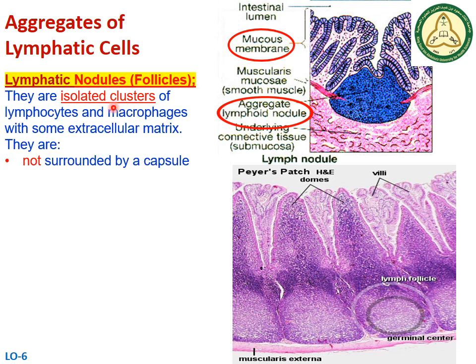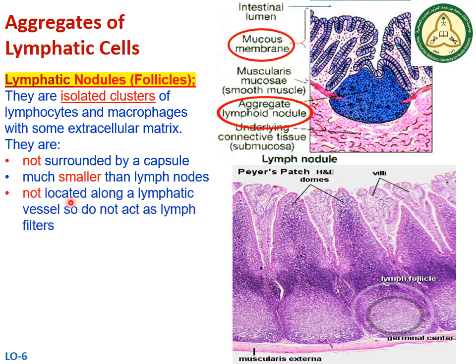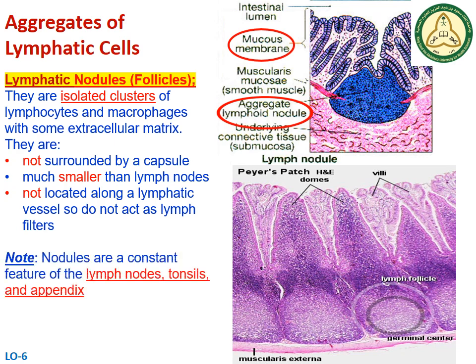It is not surrounded by any capsule. There is no capsule. They are uncapsulated, meaning non-capsulated, and much smaller than the lymph nodes. They are not located along the lymphatic vessels, so they do not act as lymph filters. Since they are not attached to the vascular lymphatic system, they don't contain lymph.